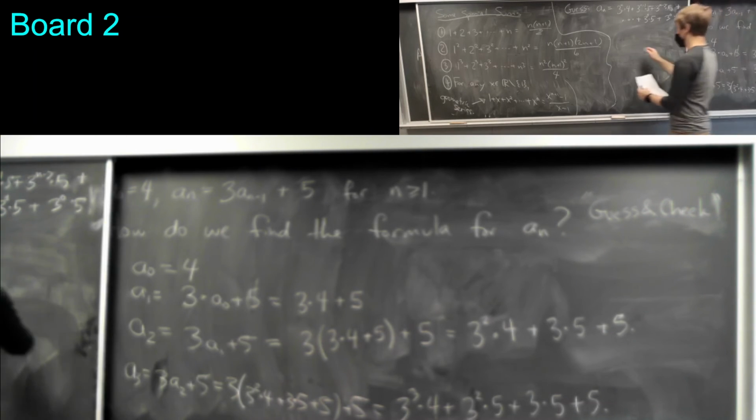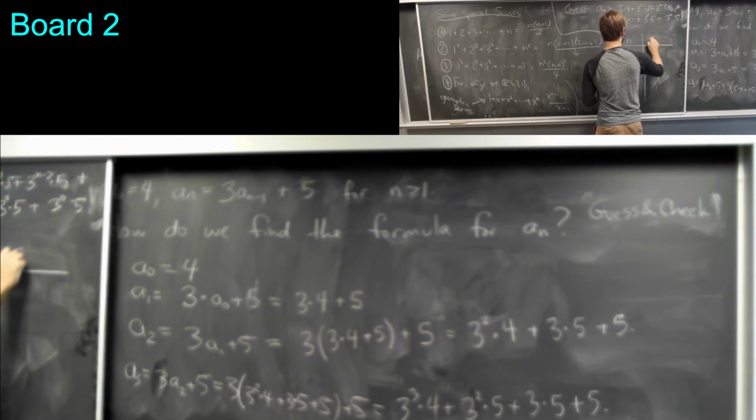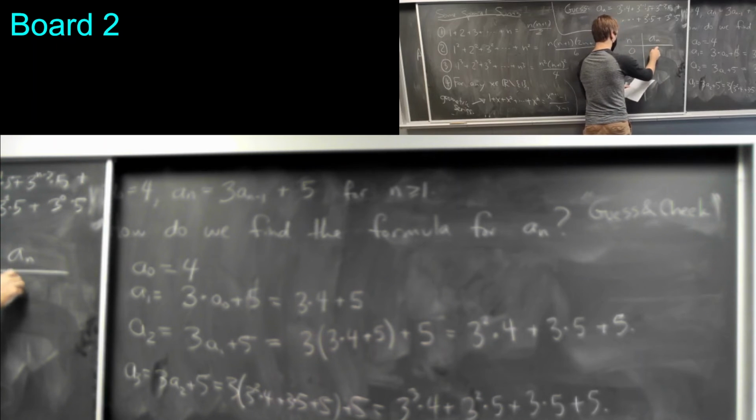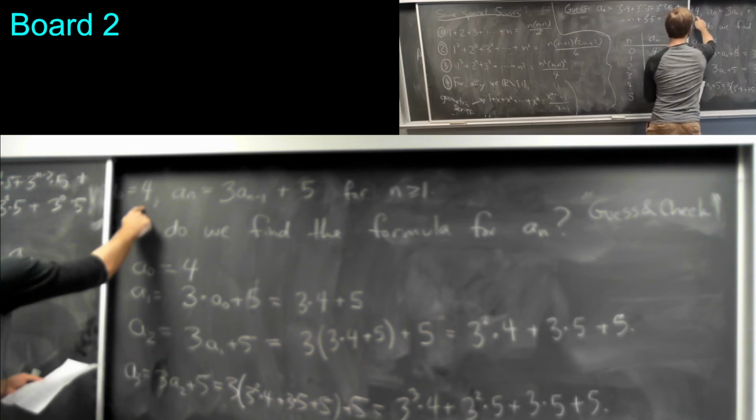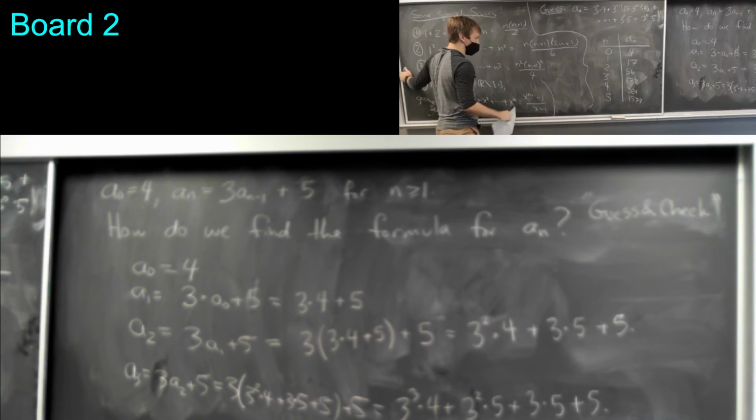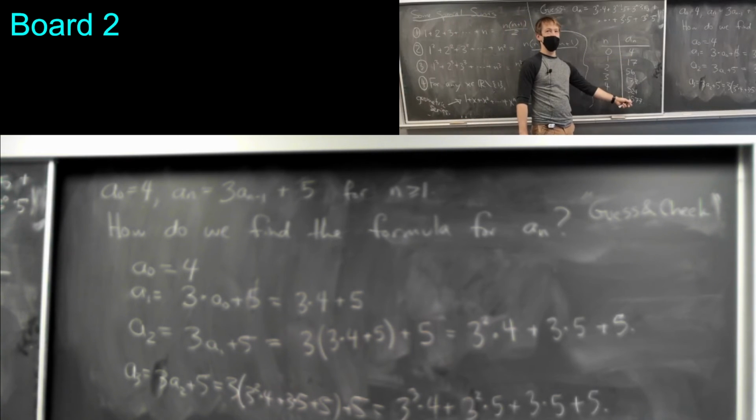It turns out if you compute a few values of n, for n equals 0, I get 4, because that's the definition. For n equals 1, I get 17. For n equals 2, I get 56. For n equals 3, I get 173. Then 524. Then 1577. If somebody gave you those numbers and said, spot the pattern, well, good luck. Maybe you can do it. I can't do it.